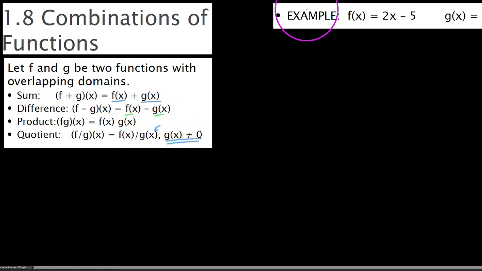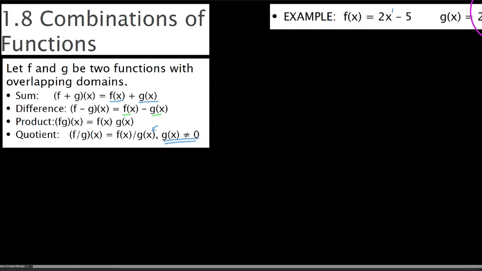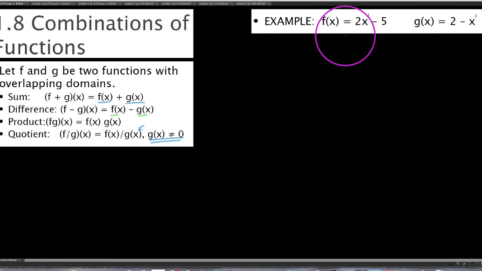But basically, what I'd like to do is, given these two functions here, and I notice that I have some linear first degree functions, find the combinations of these: their sum, difference, product, and quotient, and also write their domains. So let's go ahead and start with what f plus g of x would look like.